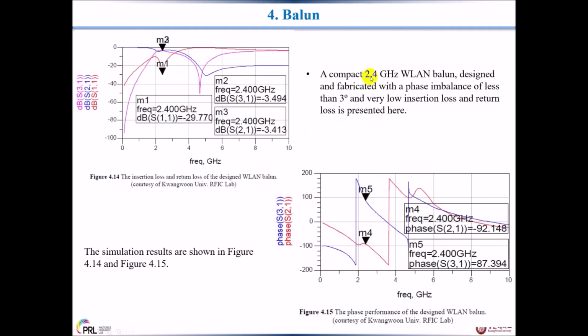And this captures the insertion loss and return loss of the design WLAN balun. A compact 2.4 gigahertz WLAN balun designed and fabricated with a phase imbalance of less than 3 degrees and very low insertion loss and return loss is presented here. In this section we can see the simulation results, and in this section the phase performance of the designed WLAN balun has been presented.